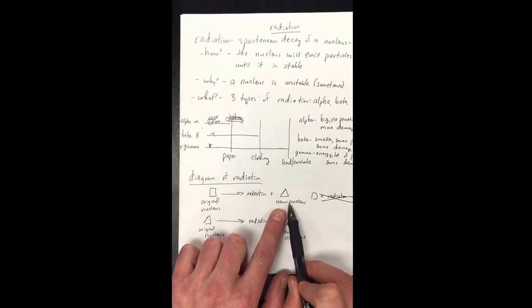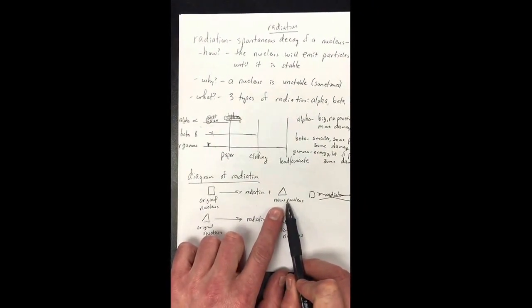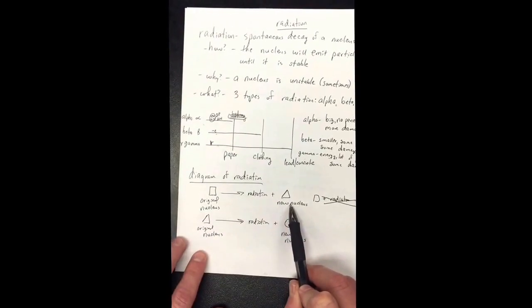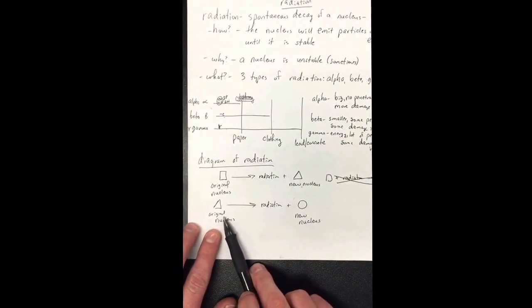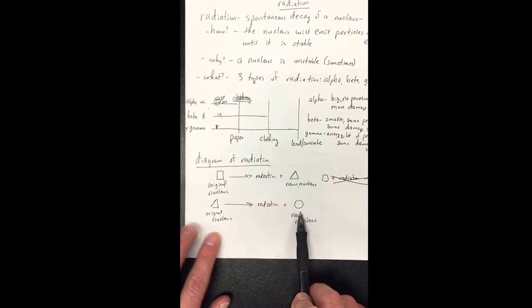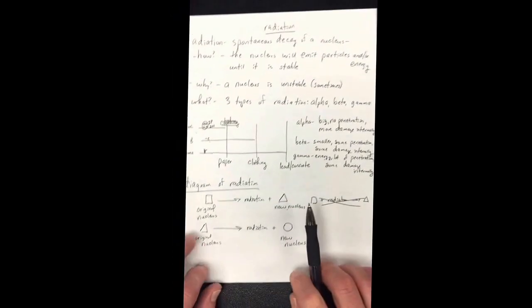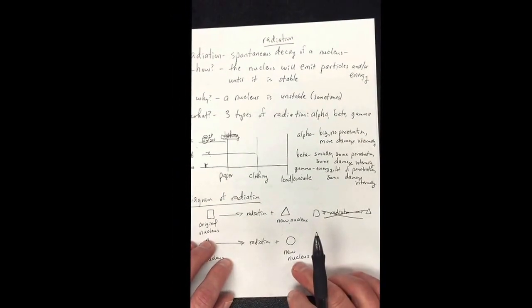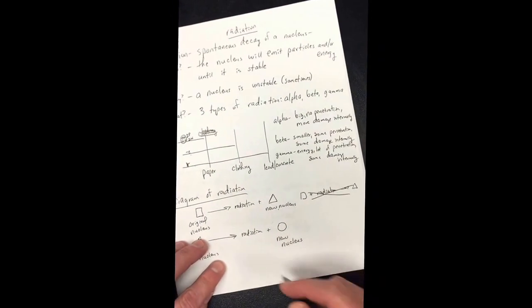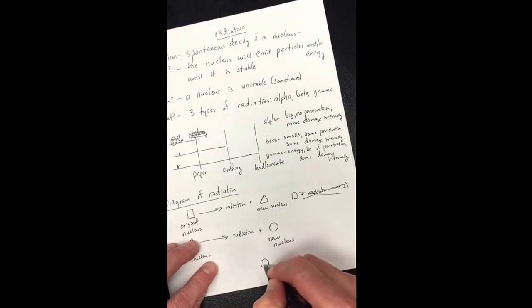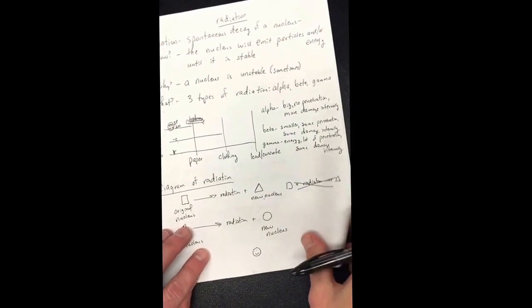Sometimes the new nucleus is not stable. Sometimes it is stable. If it is unstable, it will undergo radiation again. And it will keep undergoing radiation again and again and again until it becomes stable. That's the goal of every atom. It's to become stable, or as we sometimes say in class, happy.